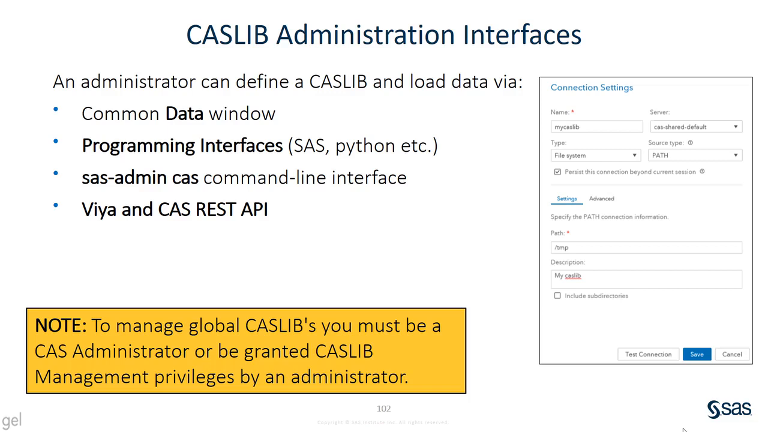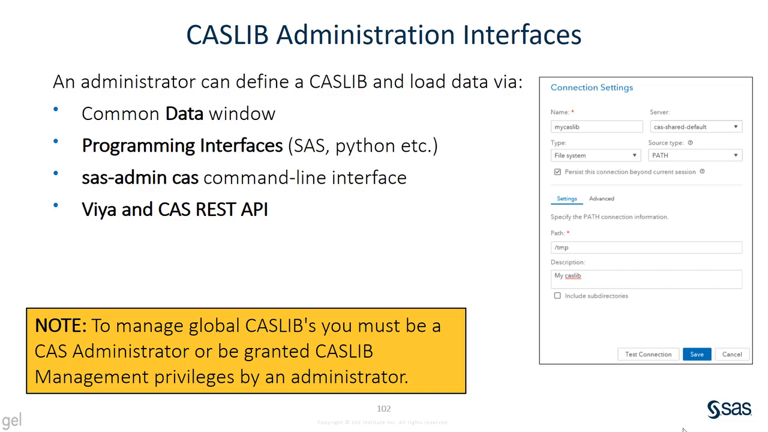The other ways to do it are we can do it via the programming interfaces, so PROC CAS or Python or Java or Lua. And then we also have a command line interface, the CAS plugin to the SAS admin command line interface, which will allow you to define a CAS lib and load data into memory, and the Viya and the CAS REST APIs. You could also do it there. In the admin section, we're going to focus on the third bullet, the SAS admin CAS plugin. That's how we're going to do it, because you're going to see how to do it the other way later on in class.